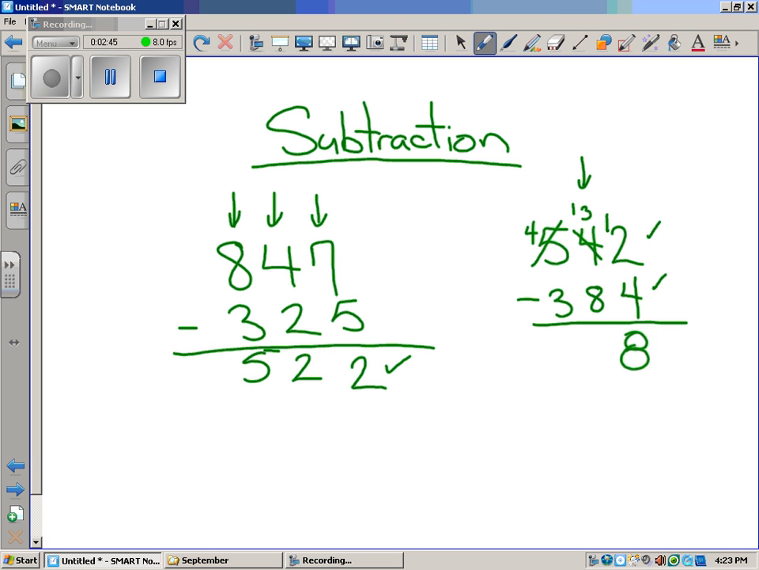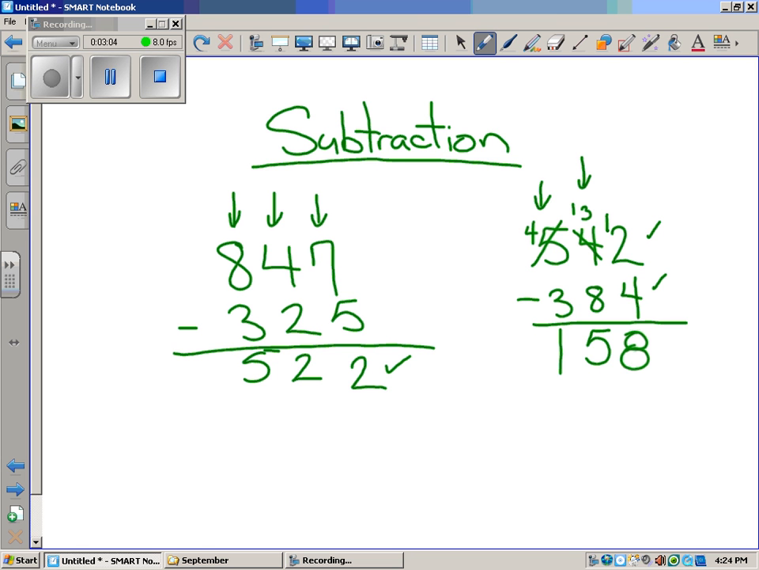13 subtract 8 is 5, and when you look at this last one, into this column, you have 4 minus 3, not 5 minus 3, because we've already borrowed 100 off of it, but it's 4 minus 3, and that gives us 1, to give us 158.